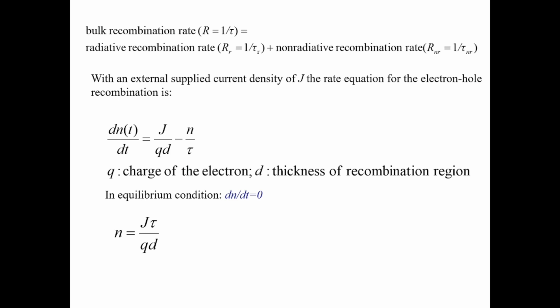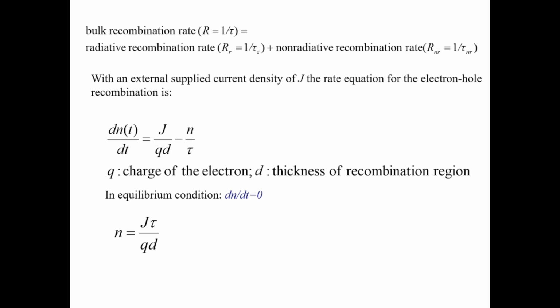With an external supplied current density J, the rate equation of holes and electrons will change for dn by dt. J is the current density supplied, that is your input to the semiconductor. Normally forward biasing is done for any photon emission. We take only forward-biased PN junction diodes, but with a higher concentration, not on normal silicon. It can be a compound semiconductor, that is gallium arsenide or any such.